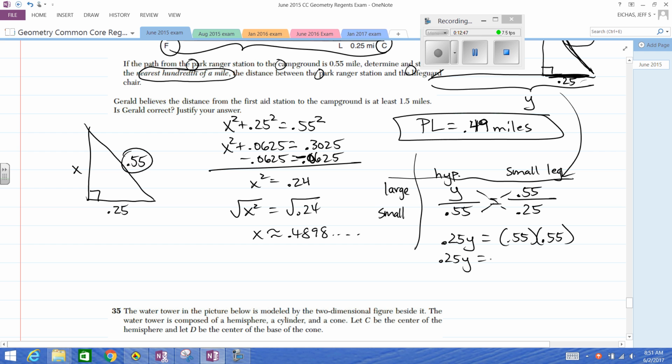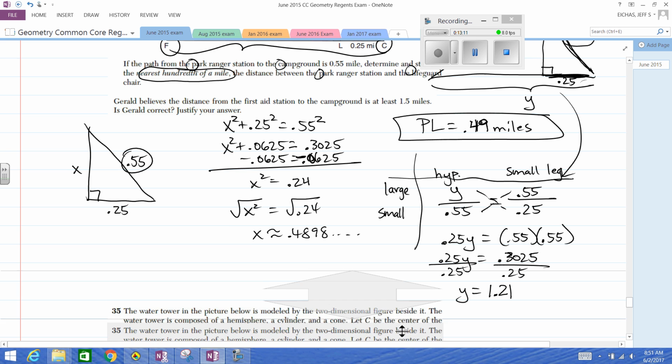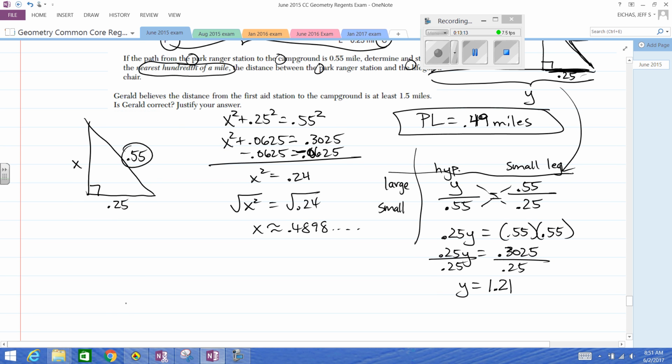Okay, so 0.25y equals 0.3025. Is that right? Something doesn't look right there. Okay, it does. That's fine. Then y is supposed to be 1.21-ish. All right, so he is incorrect. Gerald is incorrect.